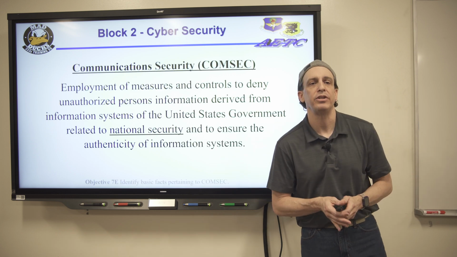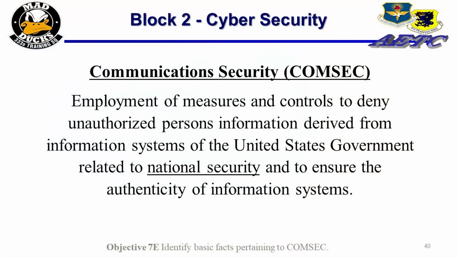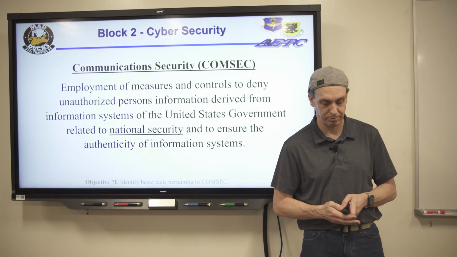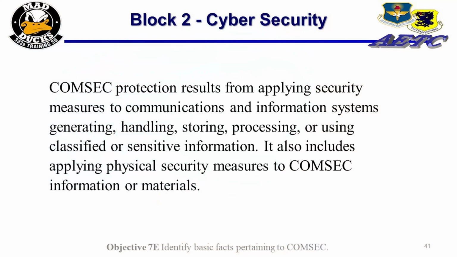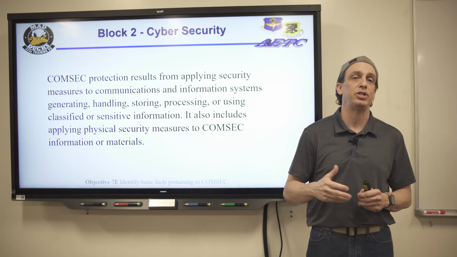So communication security is the employment of measures and controls to deny unauthorized persons information derived from information systems of the United States government related to national security, dealing with classified levels of information, and to ensure the authenticity and integrity of the information system. So ComSec protection results from applying security measures to communications and information systems that generate, handle, store, or process classified or sensitive information. It also includes physical security measures for ComSec information or materials.